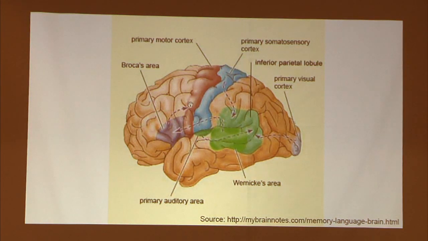Then we have some areas to think about for auditory. So we have Broca's area, which is not understanding language, it's the motor movements of language, being able to speak and talk clearly. That's why it's near the primary motor cortex. Then we have primary auditory in the area on the temporal lobe. And then in the associative areas, we have Wernicke's area. So that's understanding speech and being able to know what someone's talking about.